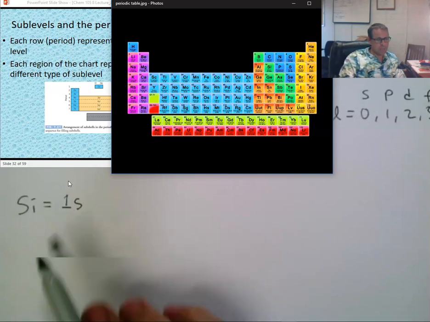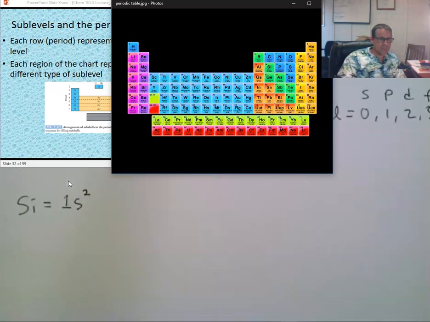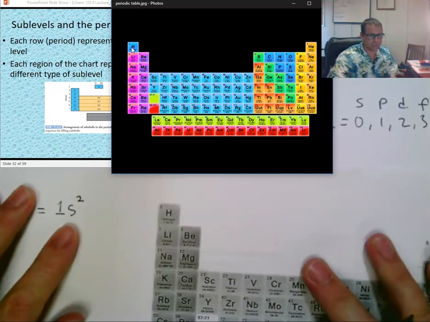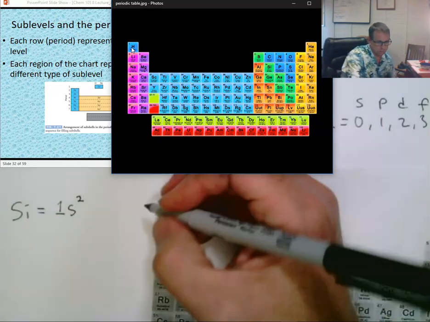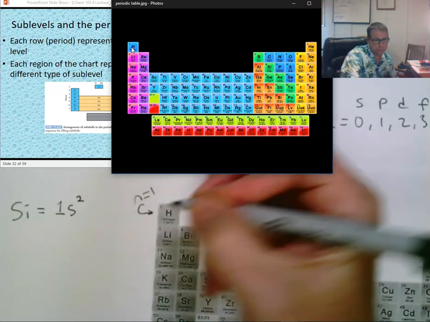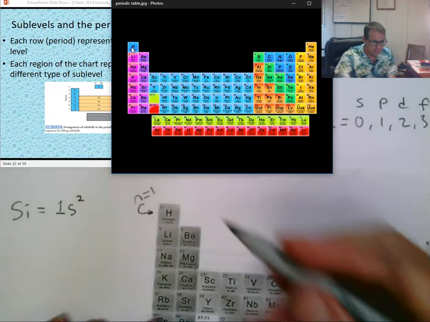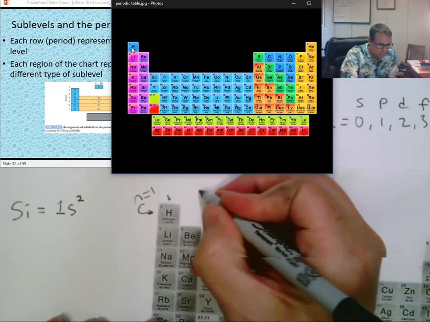Okay, so 1s, and then we put a 2 up here to indicate that there are 2 electrons in that 1s subshell. These are electrons that have similar electron configurations to hydrogen and helium. Now the 1 corresponds to, let me get a periodic table here, so I can mark up this periodic table. N equals 1 corresponds to the first row here, right? 2s corresponds to this, the S block.